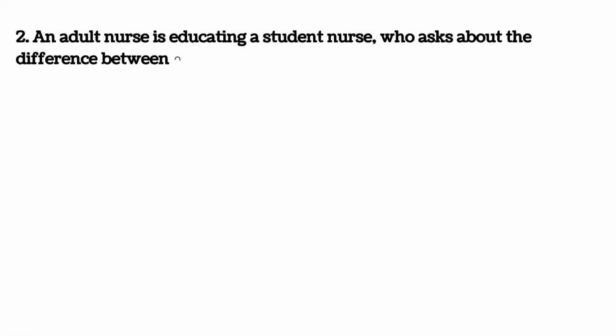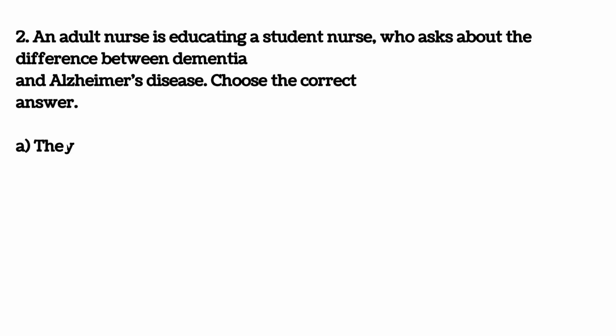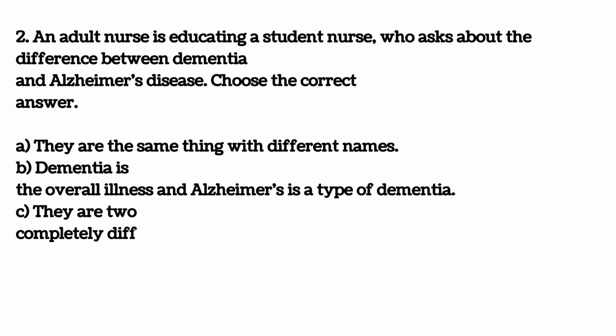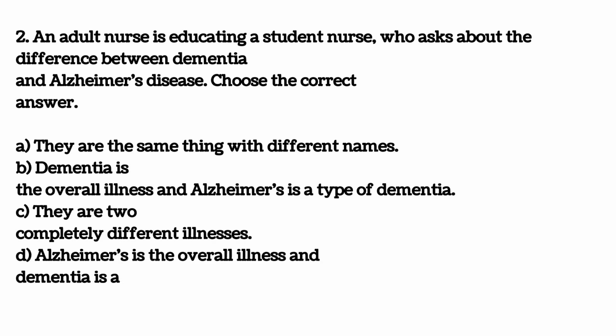2. An adult nurse is educating a student nurse, who asks about the difference between dementia and Alzheimer's disease. Choose the correct answer. A. They are the same thing with different names. B. Dementia is the overall illness and Alzheimer's is a type of dementia. C. They are two completely different illnesses. D. Alzheimer's is the overall illness and dementia is a type of Alzheimer's.